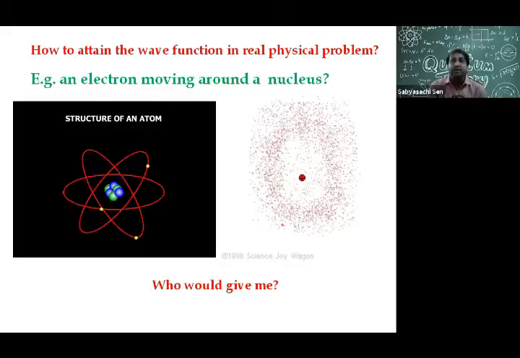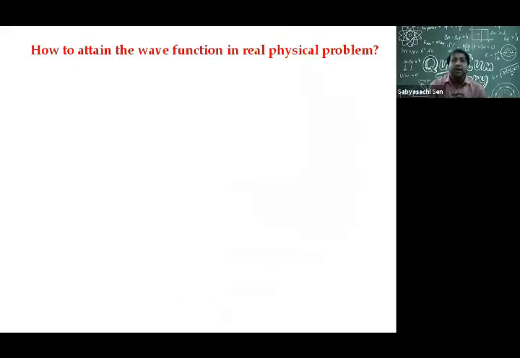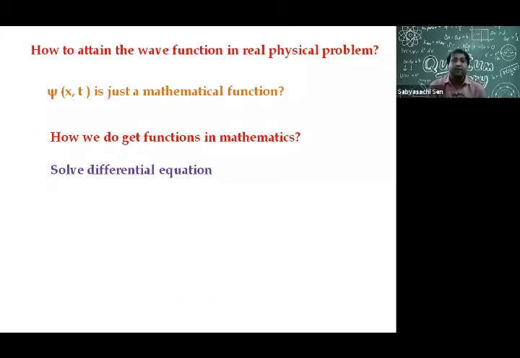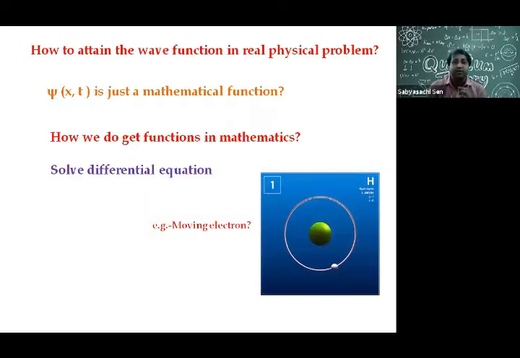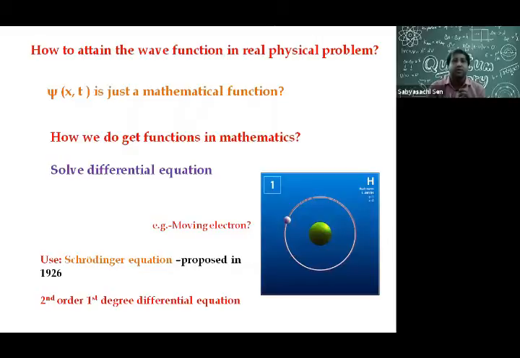And the technique of getting psi, I told you, because psi is a function, you rely on a mathematics brain, how you get functions in mathematics. We get functions in mathematics very simply by solving a differential equation. So you will be solving a differential equation, and that equation was proposed by Erwin Schrödinger long back in 1926, popularly known as the Schrödinger equation. Just like in classical physics, my equation of motion is the Newtonian idea, in quantum mechanics, my equation of motion is the Schrödinger idea.